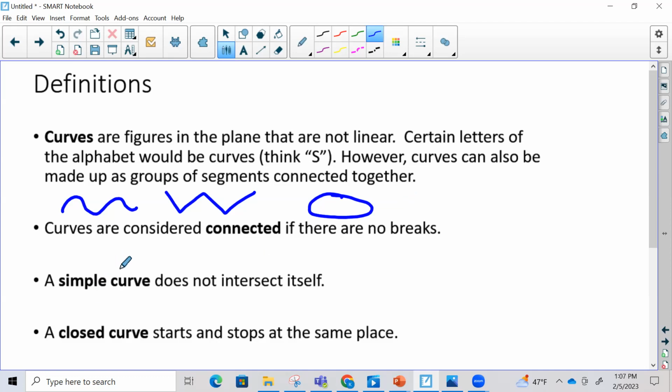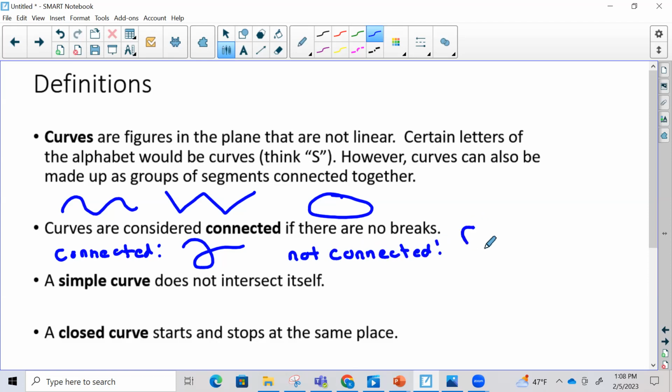So we have first two types of curves. We can consider them connected or not connected. So these three that I already drew are all examples of connected. Again, a connected curve is just one where there's no breaks in it. So that would be connected. A not connected curve would be like if this represents our entire curve, and there's pieces of this curve that are not connected.